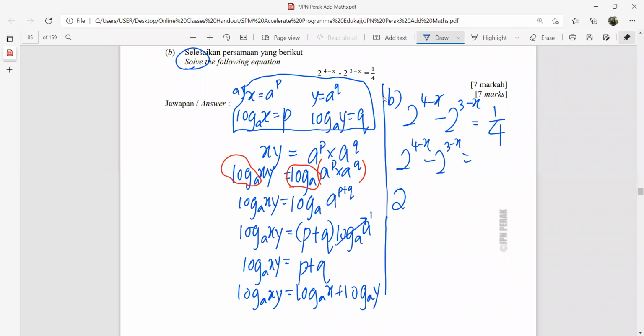This one, 2 power negative 2, because 1 over 4 is 1 over 2 square. If I factorize the negative x, you see? Oh, like that, huh? And this one is 2 power negative 2. You factorize and see, can or not?